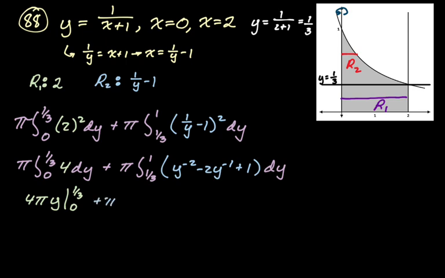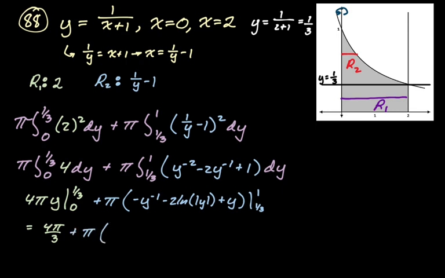You get pi times, plus 1 times the reciprocal is negative y to the negative first. Then here we get negative 2 natural log of the absolute value of y, because the integral of 1 over y is going to be the natural log of the absolute value of y. And then plus y. We're going from 1/3 to 1. So first part's easy, just get 4 pi over 3. Second part, you just got to write it all down.